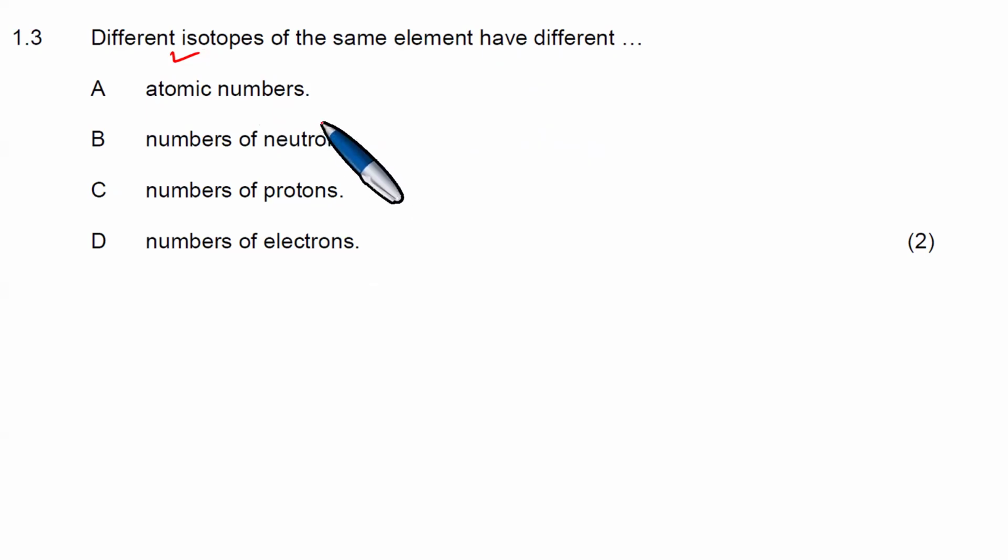Okay, so at this point, obviously we are learning. Yeah, well done, well done. You're really smart. Give B. So different isotopes of the same element have different numbers of neutrons. Different numbers of neutrons. So different isotopes of the same element have different what? Numbers of neutrons. Okay, so we continue. Right, next question.